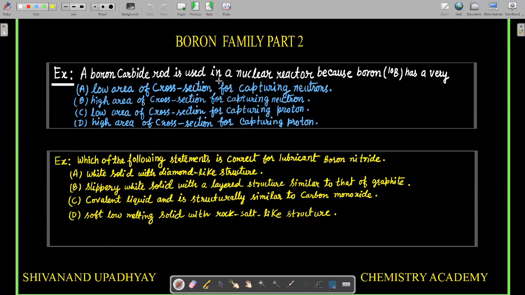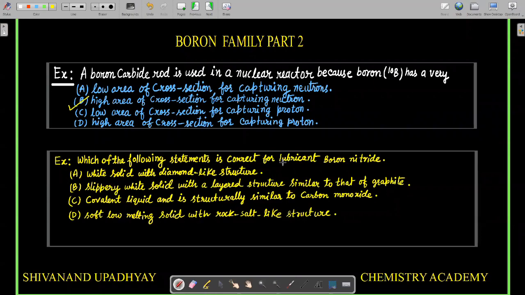A boron carbide rod is used in a nuclear reactor because one particular isotope of boron, B10, has a very high absorption capacity. In a nuclear reactor, in order to decrease the speed of the nuclear reaction, we are using this because it has a high area of cross section for capturing neutrons. In this nuclear reaction, the neutron is bombarded, not the proton. So these options are wrong, and it should not have low, it has high area of cross section. So option B is correct.